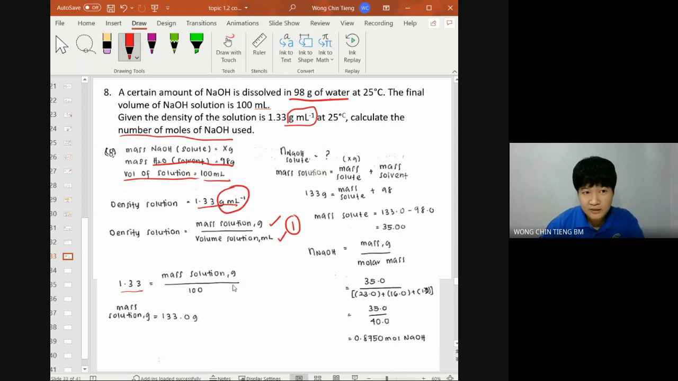Put into the density. No assumption needed because volume of solution is given, 100 ml. Put in the 100 ml, you get the mass of solution straight away. From the mass of solution, dah ada mass of solvent. Mass of solvent 98 diberi. Solvent ada, solution ada. Boleh dapat solute. 133 minus 98, you get the mass of solute, 35 gram.